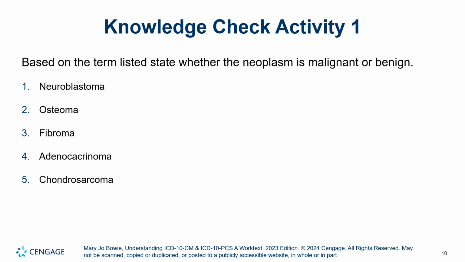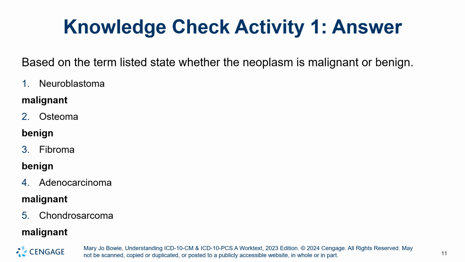At this point, I'm just going to advance our slide for the answers. Neuroblastoma is malignant. Osteoma is benign. Fibroma is benign. Adenocarcinoma is malignant. And chondrosarcoma is also malignant.